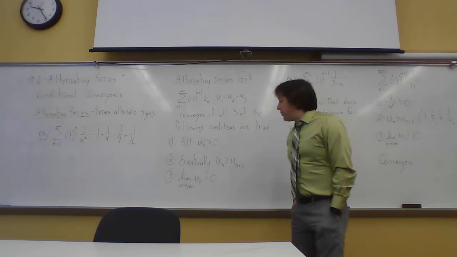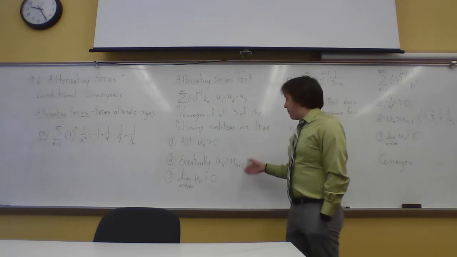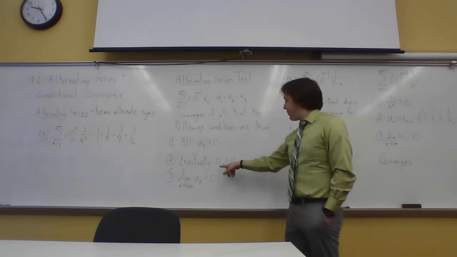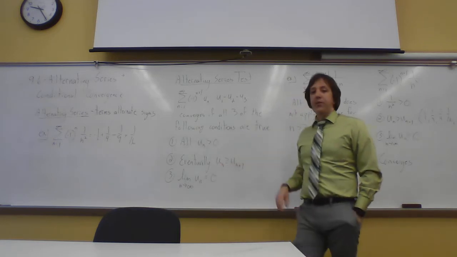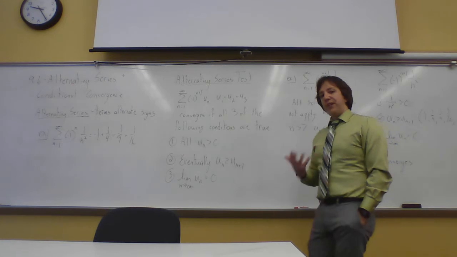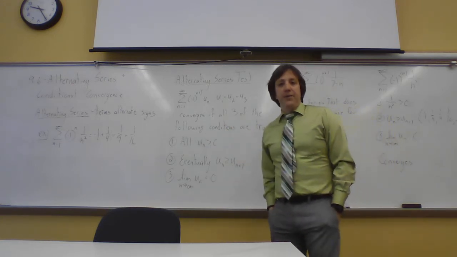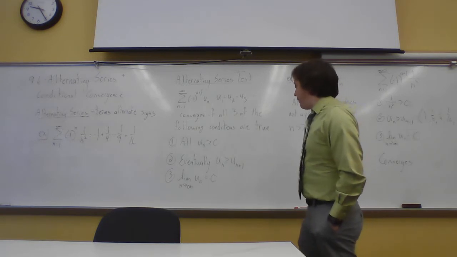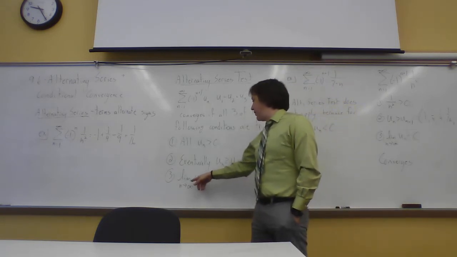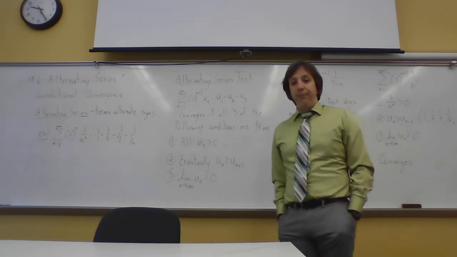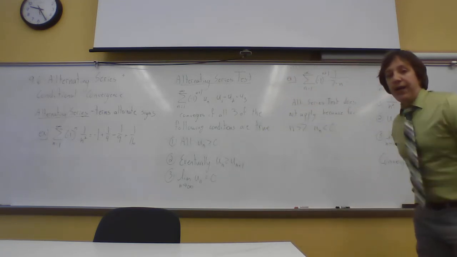Second, eventually, if you go far enough down the line, the terms start getting smaller, or at least don't get any bigger. So eventually u sub n is greater than or equal to u sub n plus 1. For a lot of these, that'll happen right away. Some of them you may have to go down a ways in the series. And finally, the third condition is that the limit as n goes to infinity of the u sub n's has to be 0.